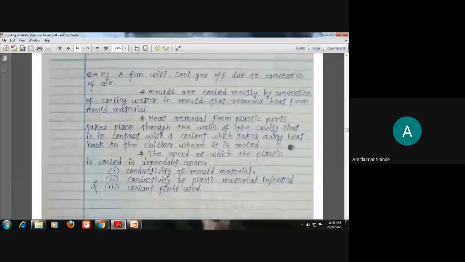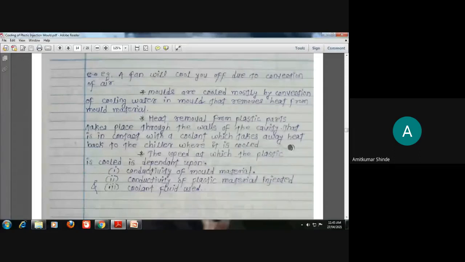That coolant will remove the heat from your molded part, from that material, when the coolant comes in contact with the wall of the cavity. Through the cavity we are removing it.